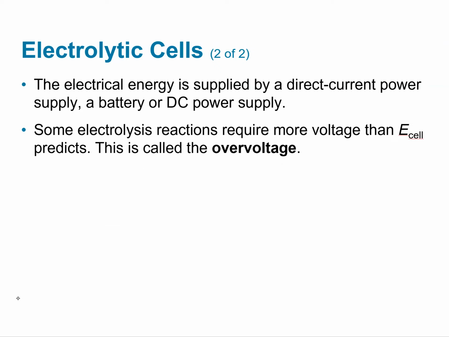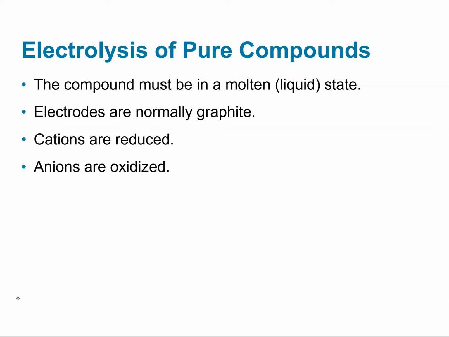Typically, the electrical energy is going to be supplied by direct current power, a DC power supply, and sometimes electrolysis reactions require a little more voltage than the cell potential would predict, and this is called overvoltage. So for pure compounds, if you're going to undergo electrolysis of pure compounds, the compound has to be in a molten/liquid state.